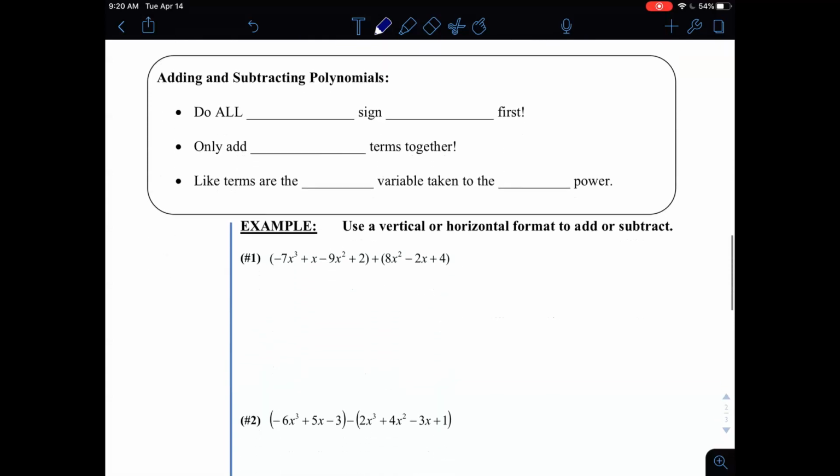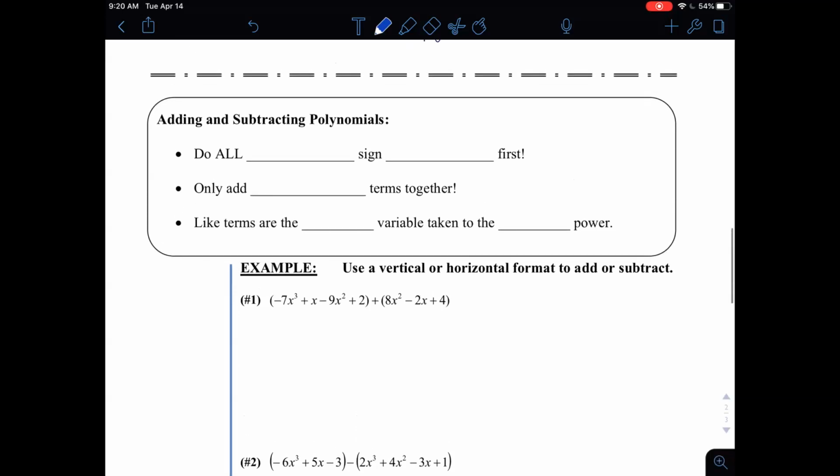All right. Next. Let's scroll down my notes here. All right, so adding and subtracting polynomials. What we're going to do is do all subtraction sign changes first. Do all subtraction sign changes first. We are only going to add like terms together. And like terms are the same variable raised to the same power.